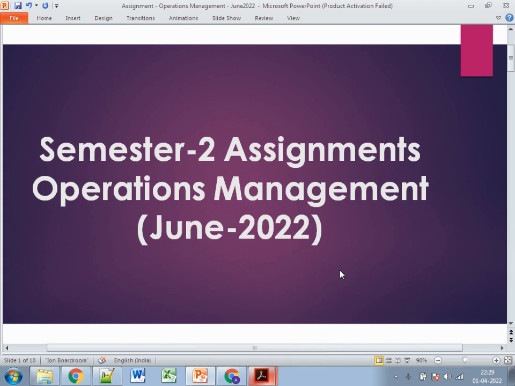Before starting this assignment for the June 2022 cycle, I just want to brief you about the assignment pattern. Almost all of you are aware that there are six subjects in total, each carrying 100 marks, out of which 30 marks are for assignments. In assignments, there are three questions: question one, two, and three.